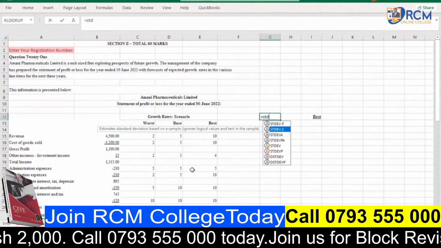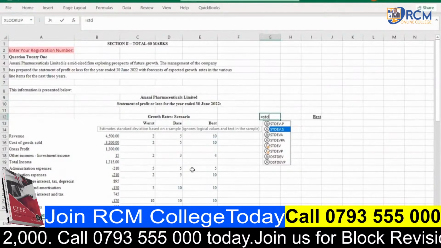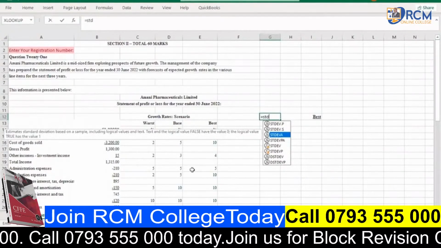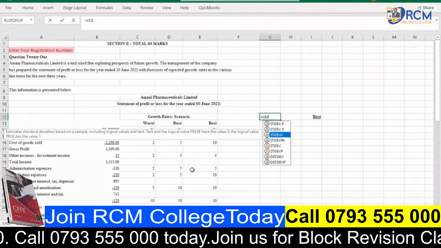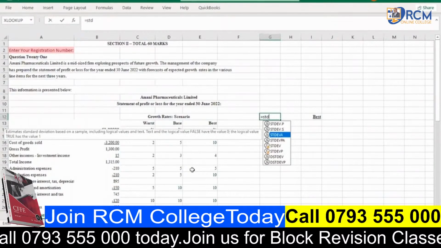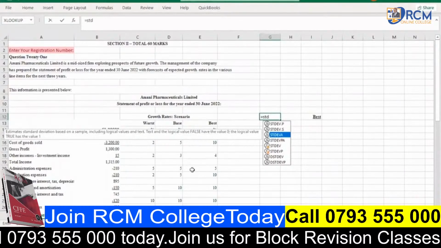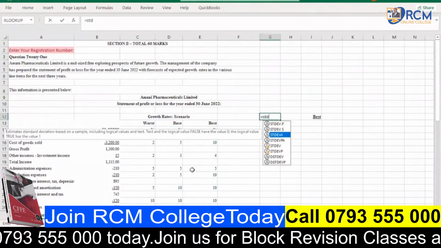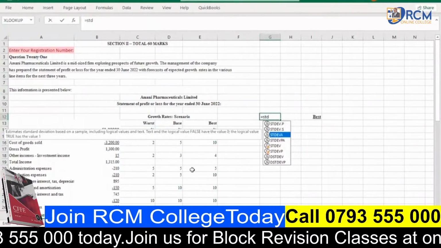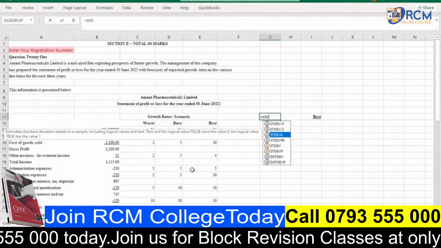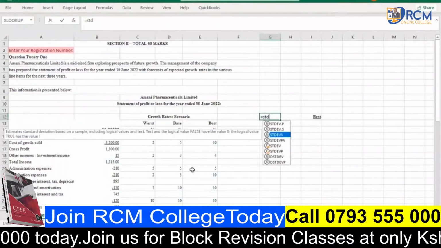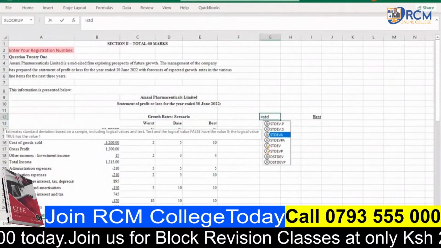Then let's go to standard deviation A. Down there, we are being told to estimate standard deviation based on a sample. So standard deviation A computes the standard deviation of a selected sample. That one is correct.